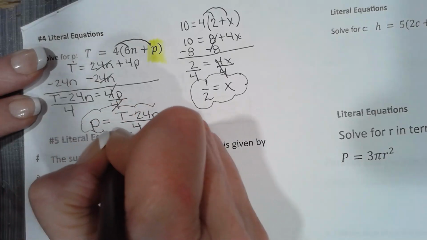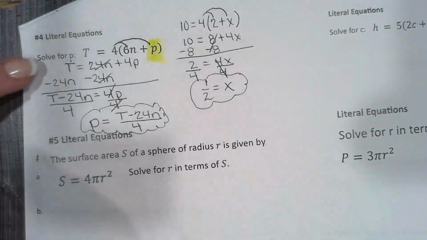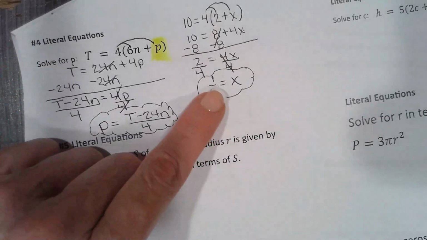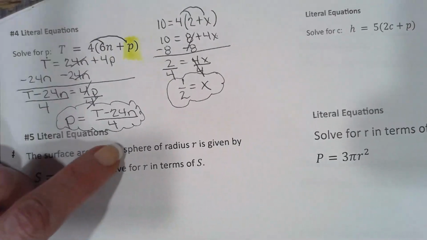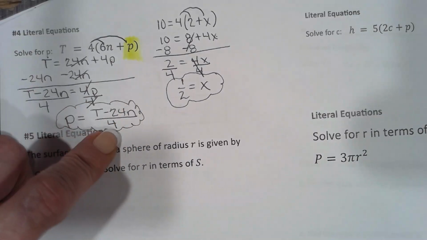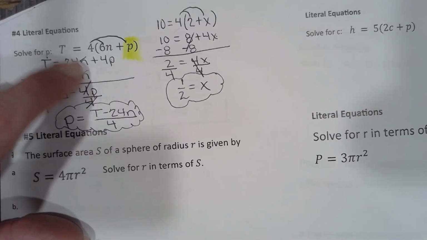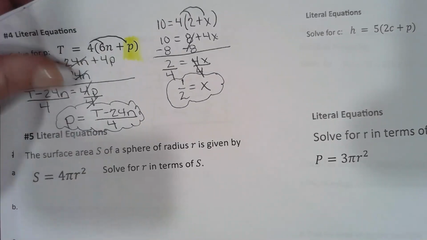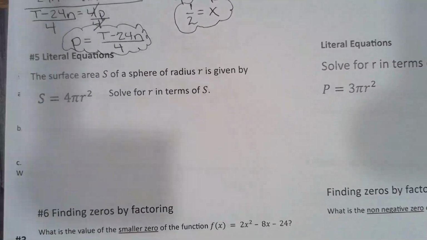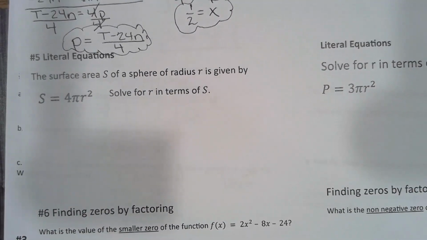So that's my answer. I'll say again, with literal equations, you do not get a numerical value. You get an expression that has variables in it. Okay? We solved for p in terms of t and n.